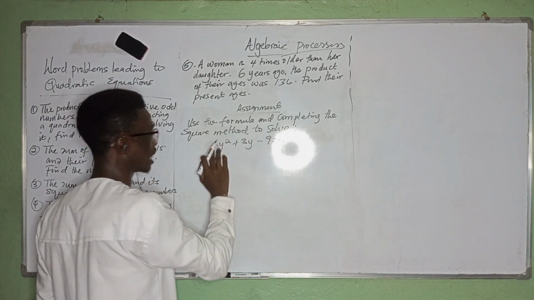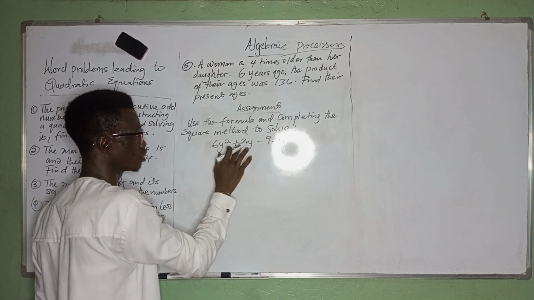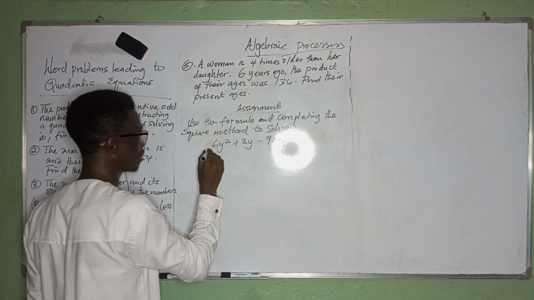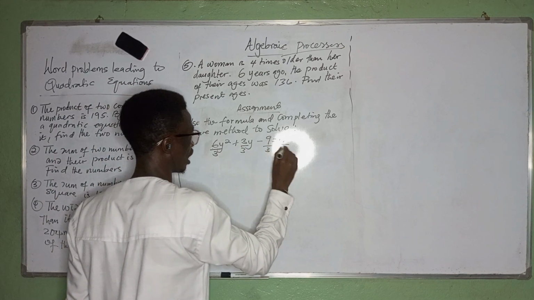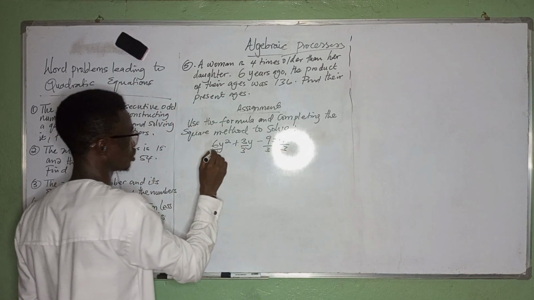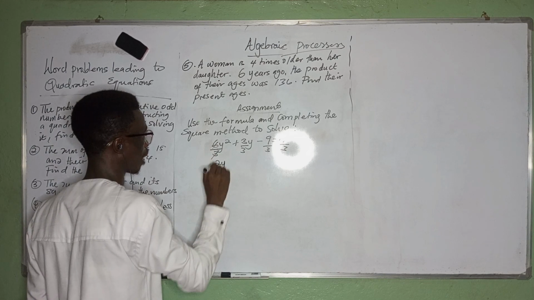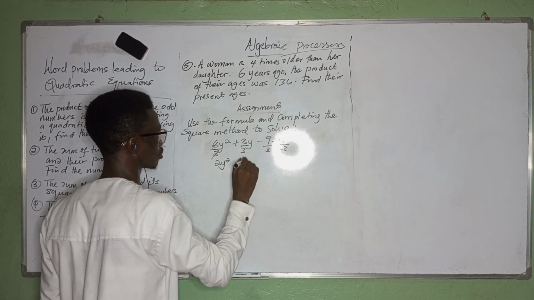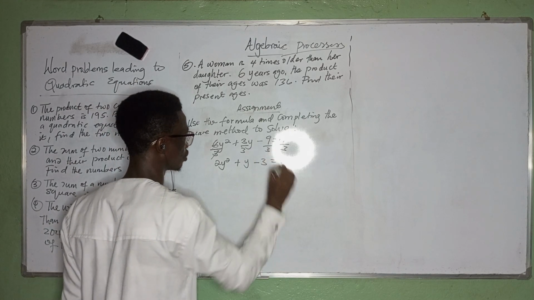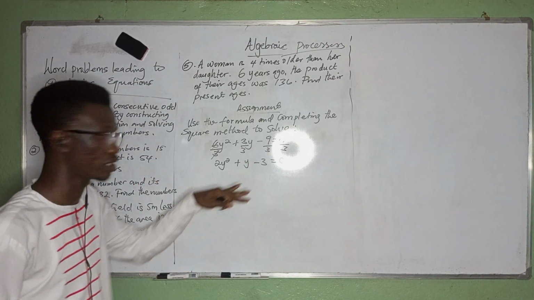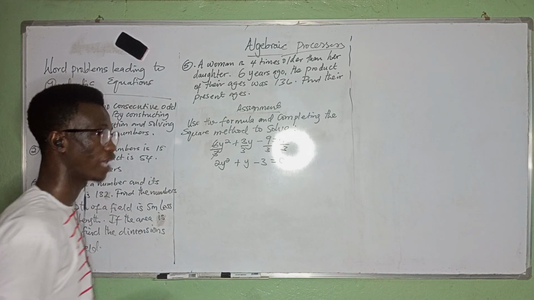If you look at this, there's something that is common. 3 can go into this, 3 can go into this, 3 can go into this. So you divide both sides by 3, this by 3, this by 3, and this by 3, to reduce the equation. This gives you 2y squared plus y minus 3 equals 0. Now because I cannot simplify further, I can apply the formula method.